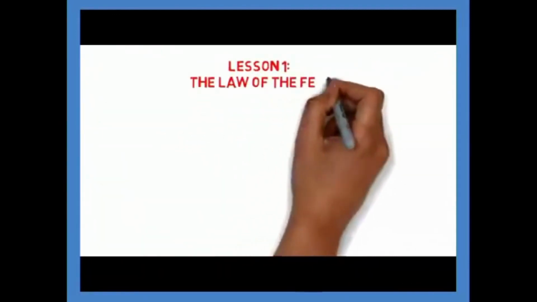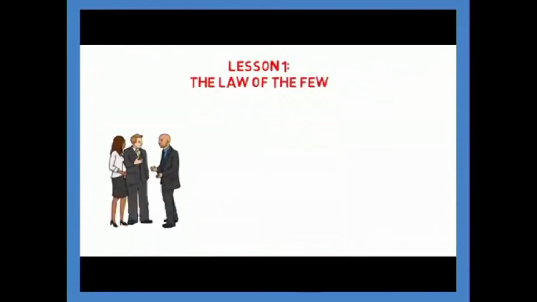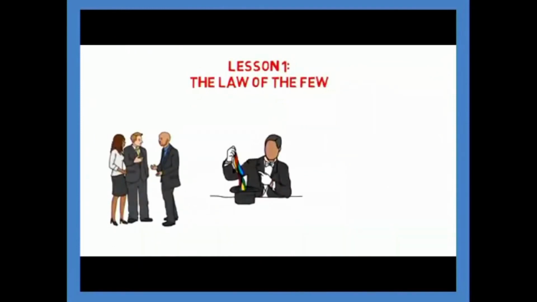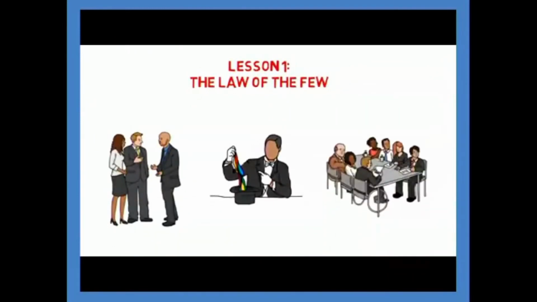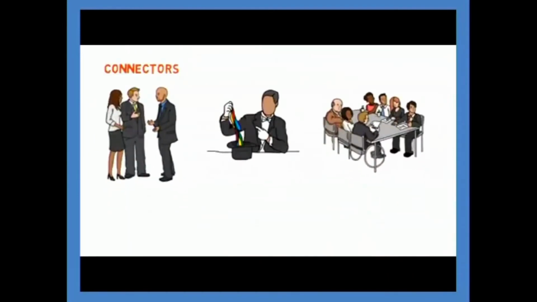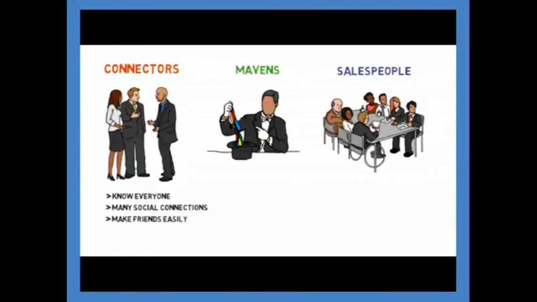Lesson 1. The law of the few. Gladwell identifies 3 types of people who seem to help epidemics grow quickly. They are connectors, mavens, and salespeople. Let's talk about connectors first. Connectors are those people who seem to know everyone. Everyone knows someone like this. They have more social connections than most people and are great at making friends.